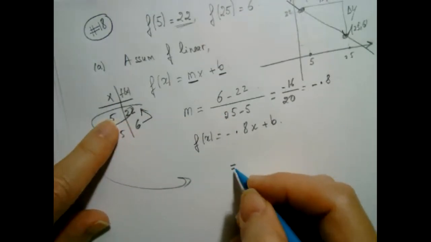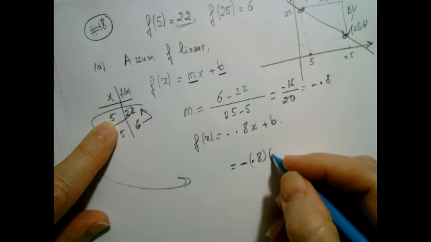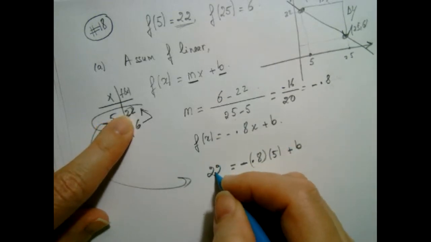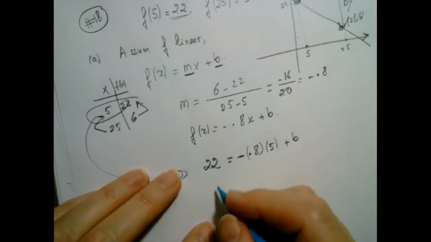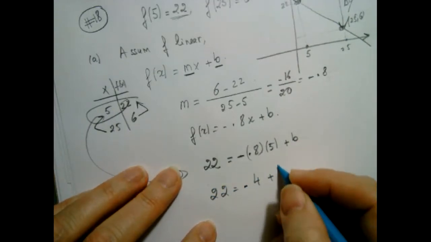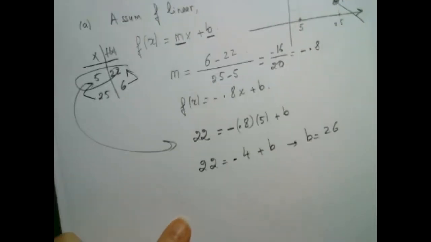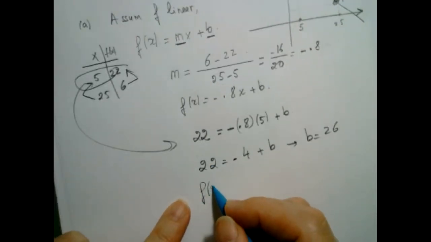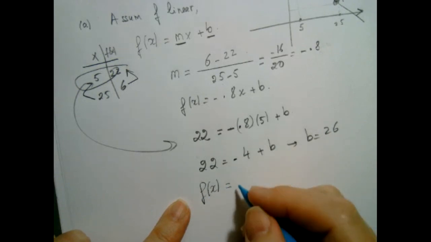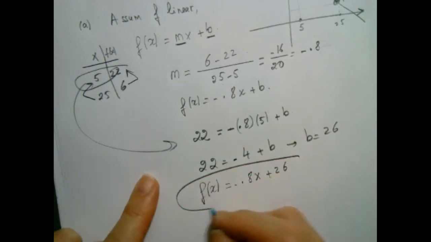It means if I plug in 5 for x, the output should be 22. So I find my b. That's going to give me a 4 plus that. It means my b is 26. And my formula will be, what is my formula? Minus 0.8x plus 26.